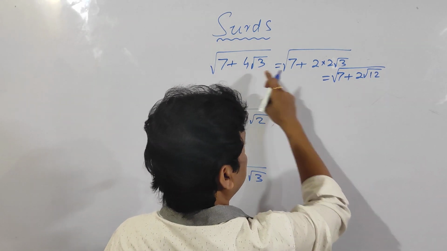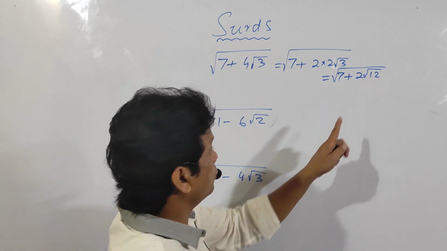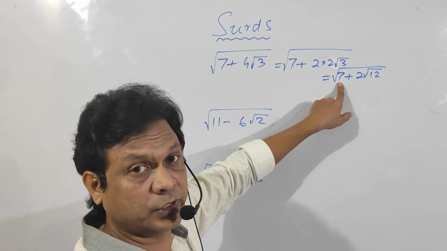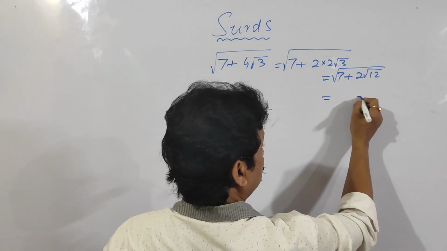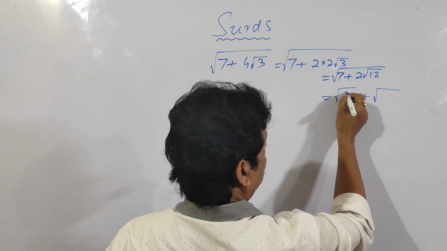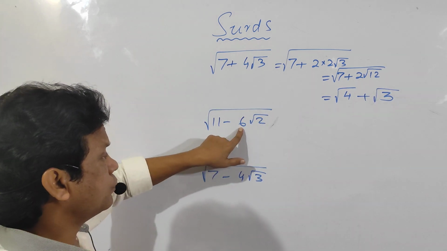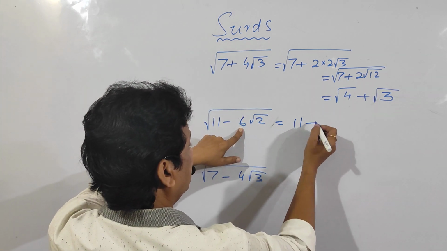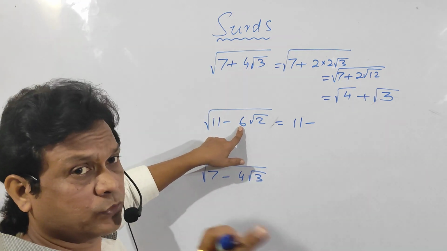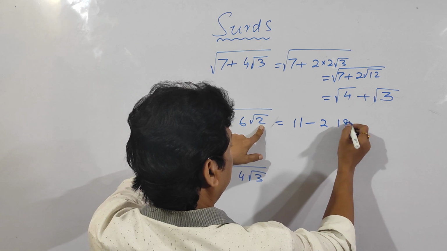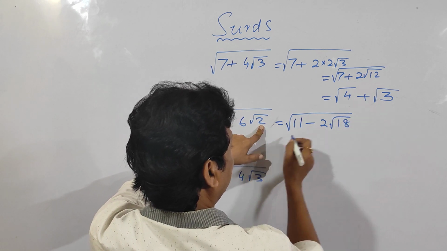So see here. You can write from this step to this step. That means you should split 12 into 2 parts so that the sum will be 7. So 4 and 3. Plus 7 is there, so plus. This one will be 4, this one will be equal to 3. Clear? Now, directly I am writing 2 into 3, 3 square is 9, 9 times 2 is 18. So 2 root of 18.